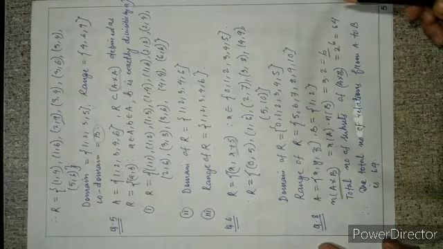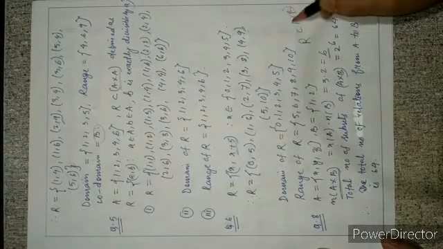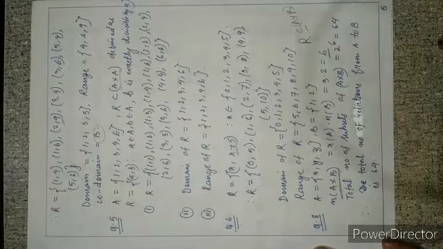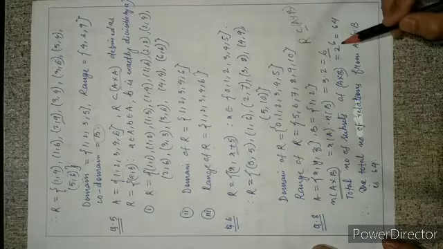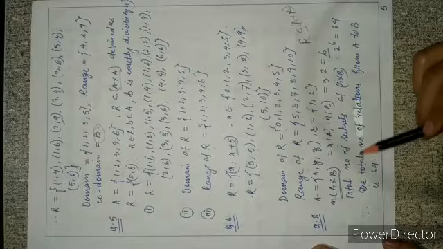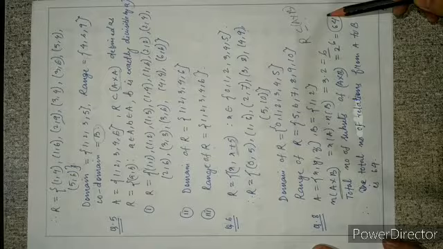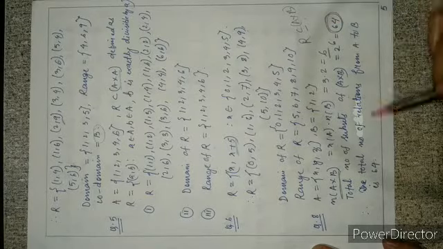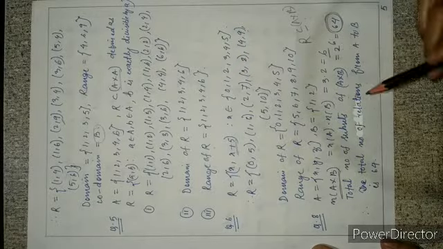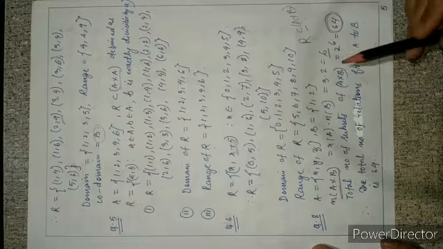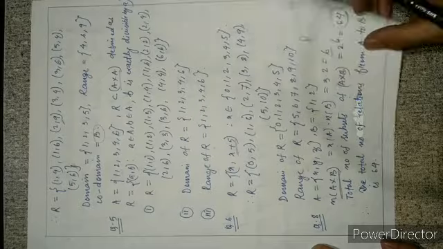That is 6. Any relation defined is a subset of the Cartesian product of the two sets. The total number of subsets is given by the formula 2 to the power 6. Total number of subsets of A cross B is 2 to the power 6, which is equal to 64. Then this number 64 is the total number of relations that can be defined from set A to set B. Every subset is a relation, so the number of relations is 64.